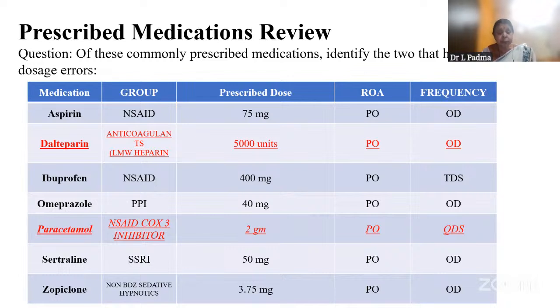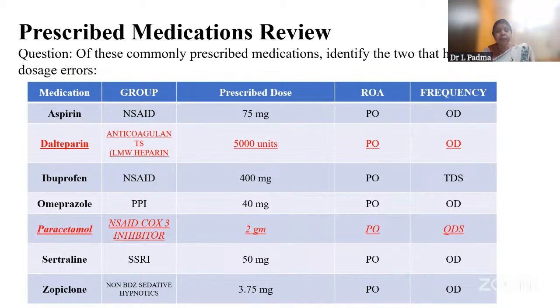Next, coming to paracetamol, which is a COX-3 inhibitor acting in the hypothalamus, mainly used as an antipyretic, and 2 gram is the dose. Oh God, I don't think anybody can survive with this, and the liver, which should really go at 80, will go at 20 itself. So this is the problem, and it is given as QDS 2 gram. Fantastic. So this is one problem.